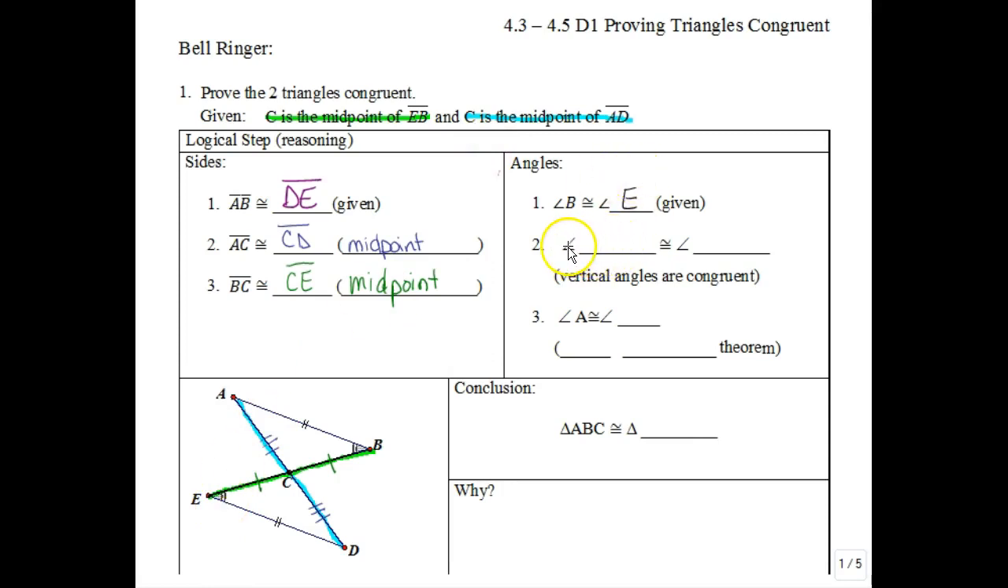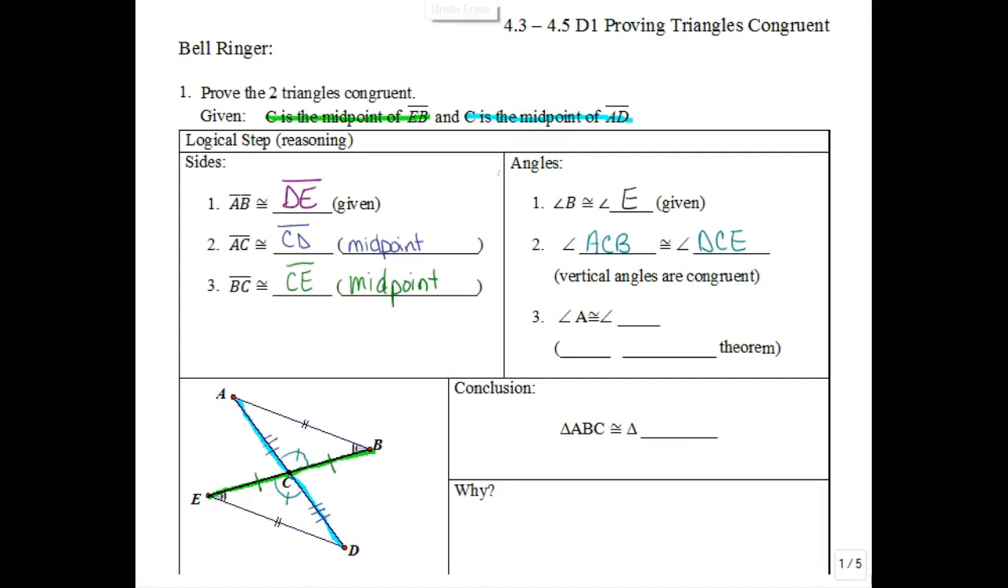Now, in terms of question number 2, I'm going to look at the reason for a hint. And the hint says vertical angles are congruent. So I look, and how do I know which vertical angles are important? They're the ones that are inside the triangle. So those are my vertical angles that are congruent. So angle ACB is congruent to angle DCE.